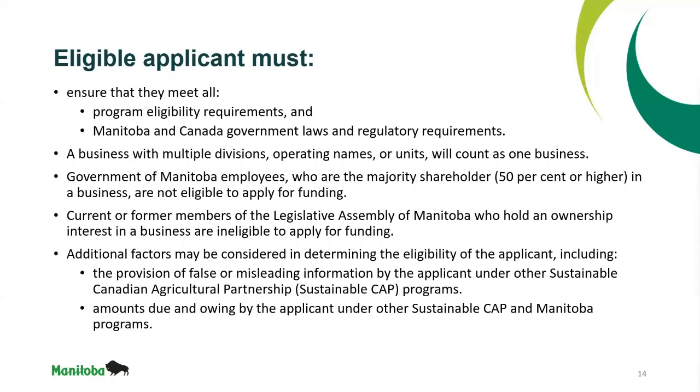Additional factors may be considered in determining the eligibility of the applicant, including the provision of false or misleading information by the applicant under other Sustainable Canadian Agricultural Partnership programs, and amounts due and owing by the applicant under other Sustainable CAP and Manitoba programs.